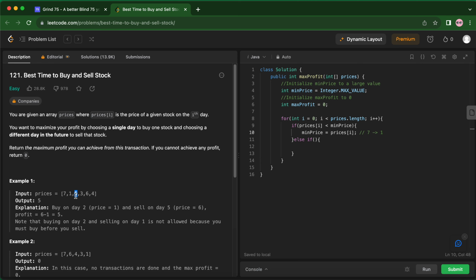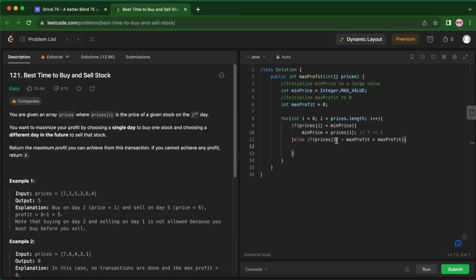i is equal to 2, and here we are. So is prices[i], which is 5, less than our min price? No, right? 1 is lower than 5. That means we could have bought it at 1 and now we can sell it at 5. So now what do we want to check? Before I write this condition, I'll write it first and then explain. If prices[i], which is 5 in this case, minus min price is greater than max profit.